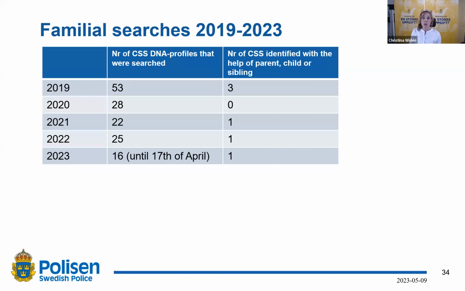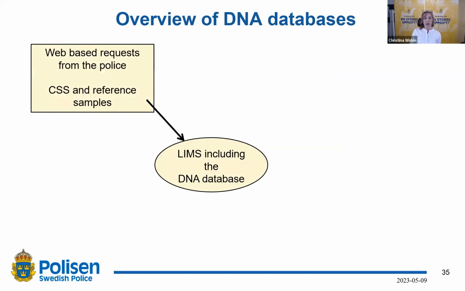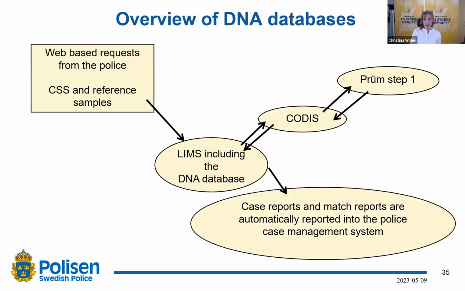Yeah. And so to give you a short overview of our DNA database systems. First of all, we have our LIMS, including the DNA database. And the police use web-based requests to send in information regarding the crime scene samples and reference samples right into our LIMS. The LIMS is connected to CODIS, and CODIS is connected to all the 25 countries within Europe. And case reports and match reports are automatically reported from our LIMS into the police case management system.